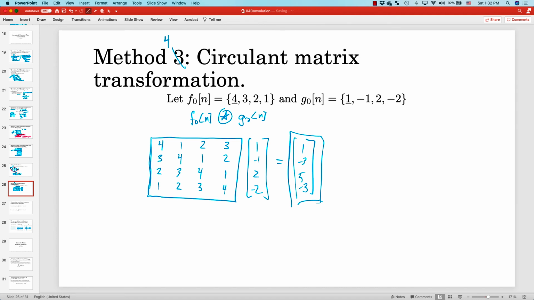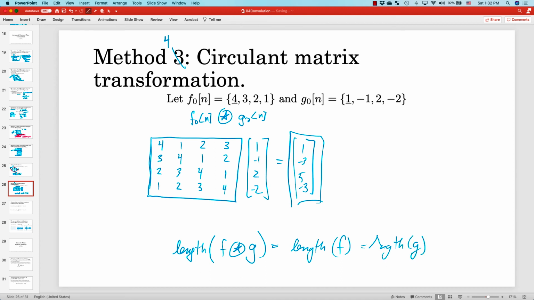And I want to emphasize one more time that a circular convolution is not the same as a linear convolution. In particular, because of the lengths. If you are circularly convolving 2 signals, they have to be the same length. You can, of course, zero pad to bring them up to be the same length, but the real gotcha is that the result of a circular convolution, so F circularly convolved with G, the length of this is the length of F, which is the length of G. And that is not true for linear convolution.